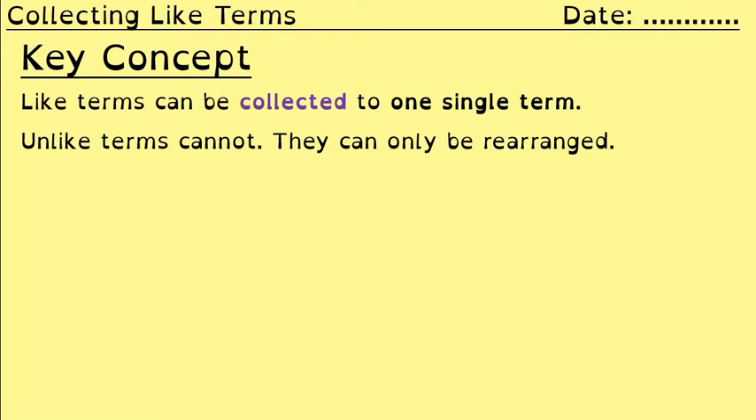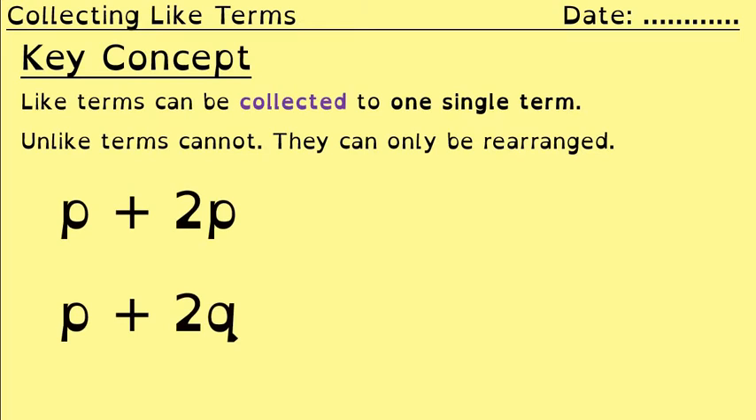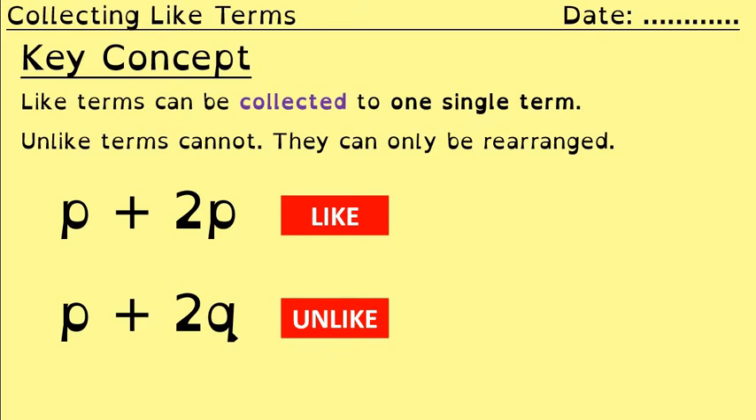So I've got two expressions here, p plus 2p and p plus 2q. Now you will notice, or you should notice, that positive p and positive 2p are like terms because they have the same variable to the same power, 1. Now positive p and positive 2q in this expression are unlike terms because there's a different variable, p and q, and we must have the same variable to the same power.